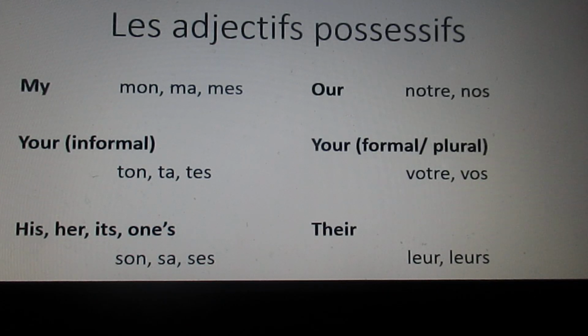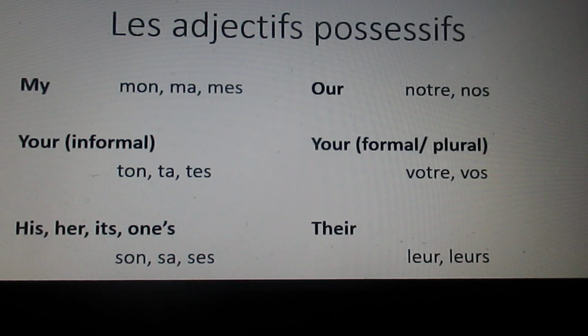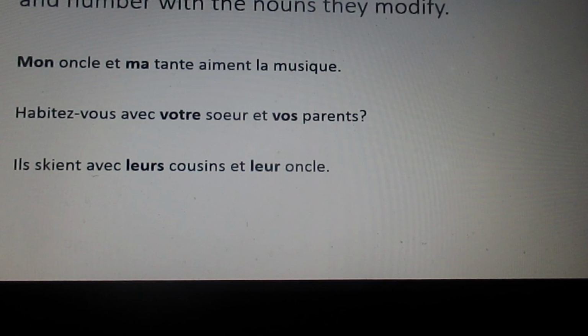In French, for my, we have three choices. Mon, ma, mes. The your informal, we have three choices again. Ton, ta, tes. With his or her, its or one's, we have three more choices. Son, sa, ses. With our, we have two choices, notre or nos. With the your formal or plural, we have votre or vos. And with their, we have the choices between leur and leur. Said exactly the same way, but spelled differently, the plural has the S.